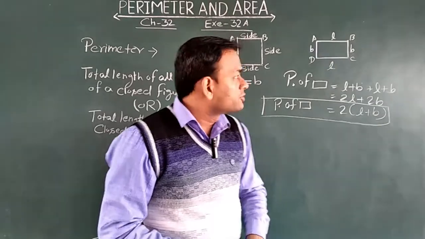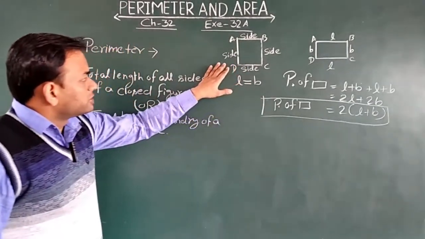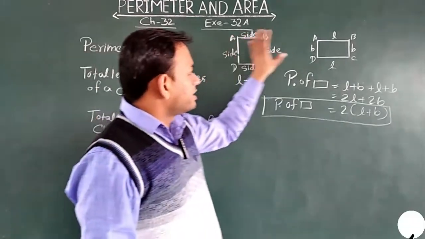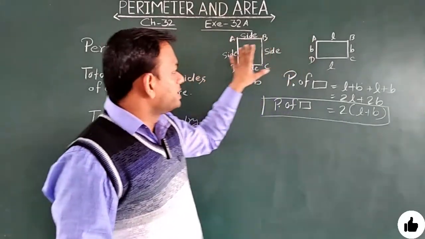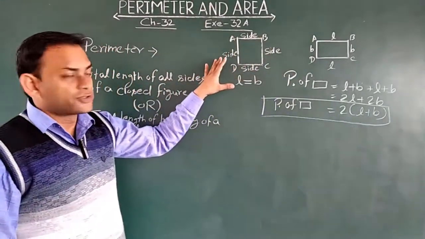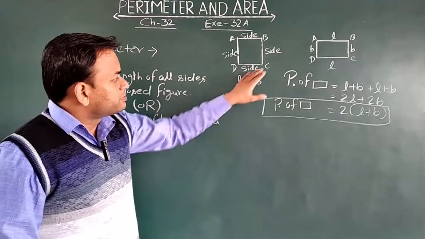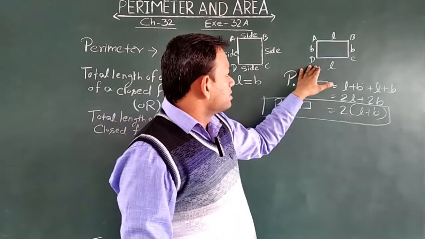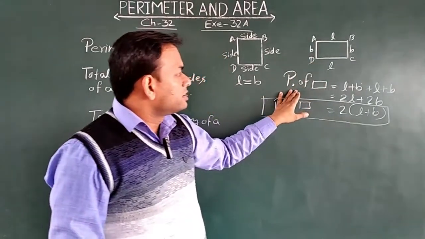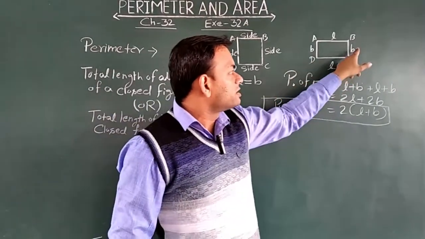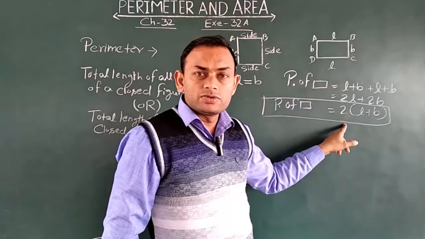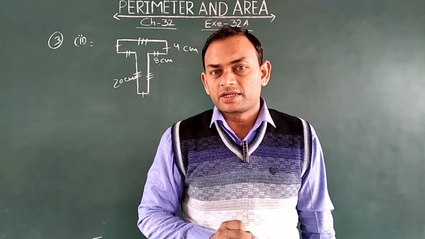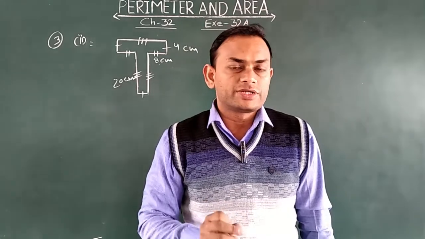Got it? So I told you how to find the perimeter of a square and a rectangle. To find the perimeter of a square, you multiply the side by 4, and to find the perimeter of a rectangle, you multiply the sum of length and breadth by 2. Now after getting the perimeter of square and rectangle, let's start exercise 32A.